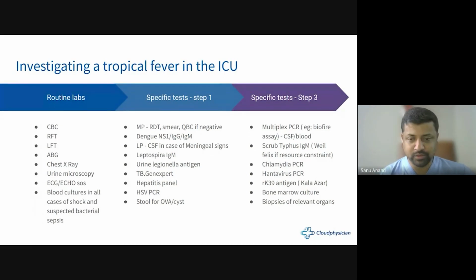Hepatitis panel whenever you say liver involvement. Herpes simplex virus PCR for patients who present with encephalitis. Stool for ova and cysts, not really very relevant in the ICU, but if you are suspecting anything, just get it done. Sometimes in the urine, you tend to pick up schistosomiasis, which can lead to UTI and then cause complicated pyelonephritis. But short of that, most of our helminthic diseases don't really land patients in the ICU, except for echinococcus.